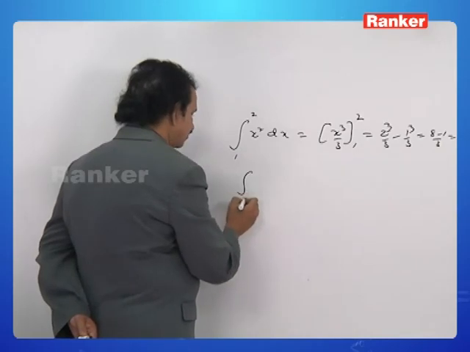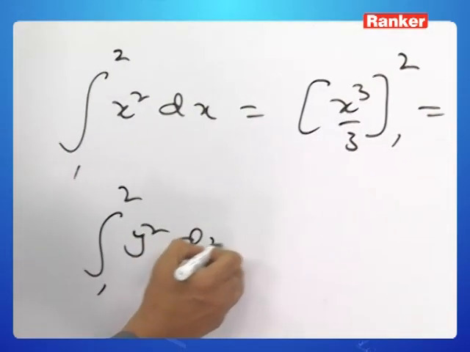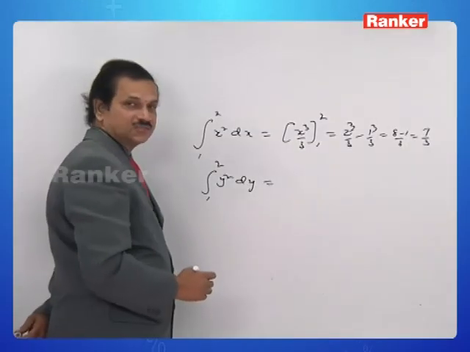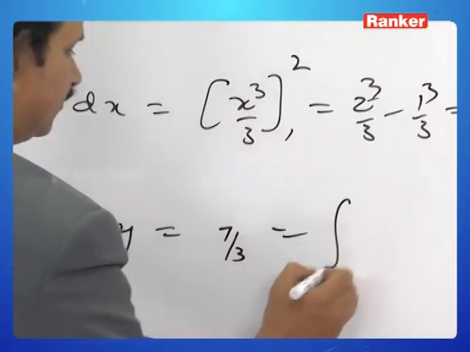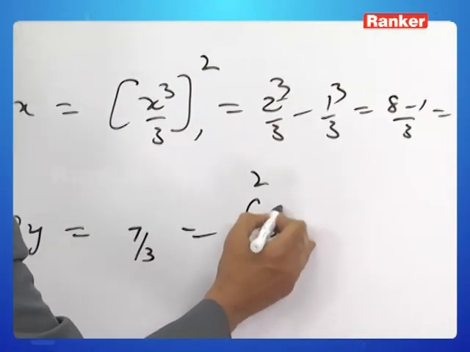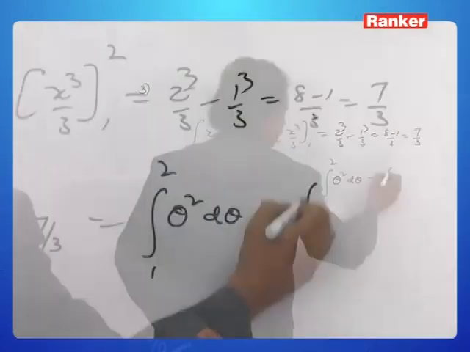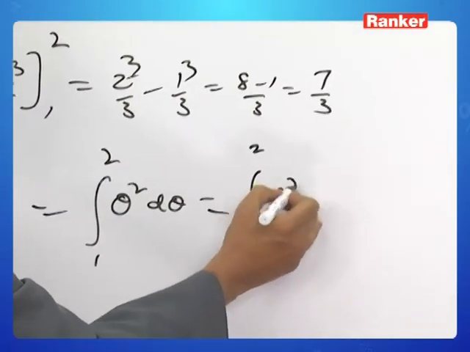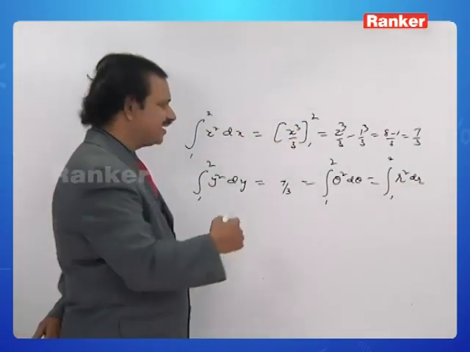Now I am asking another question. Integral 1 to 2 y square dy. Come on, what is the answer? 7 by 3. Integral 1 to 2 theta square d theta. Same answer. Integral 1 to 2 r square dr. Same answer. What is happening here?